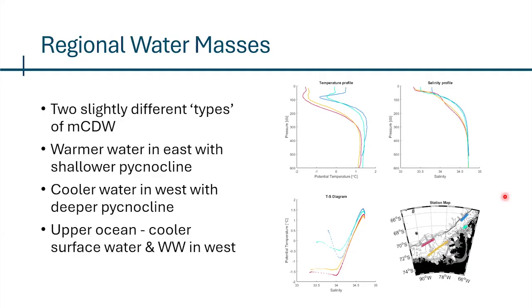So yeah, this is key if we want to think about the ice shelves. It's important: what are the circulation patterns? What water is interacting with the ice shelves and driving melting?